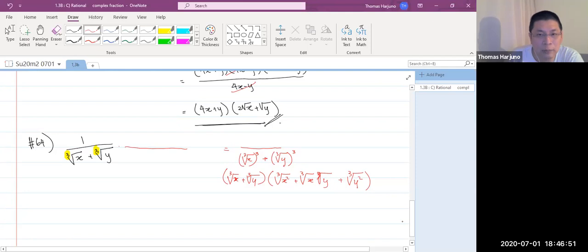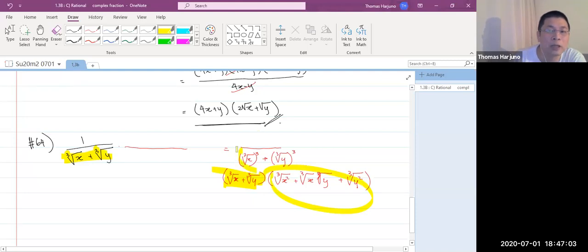Okay, so some thinking process happened here. Now, the thing we have here is this guy. I'm missing this part to make it like that. So let's multiply the top and the bottom by that expression, cube root of x squared plus cube root of xy plus cube root of y squared, at the bottom and on the top.